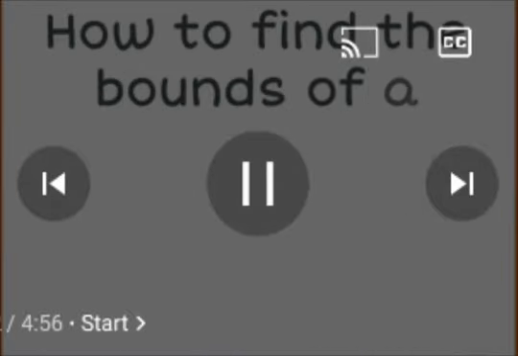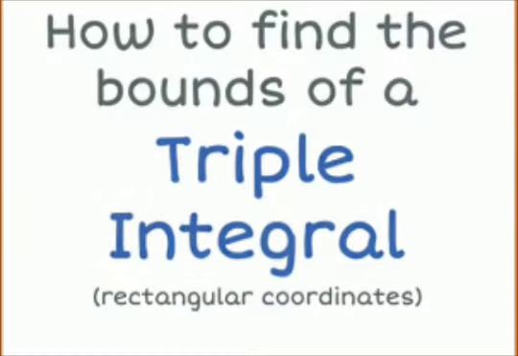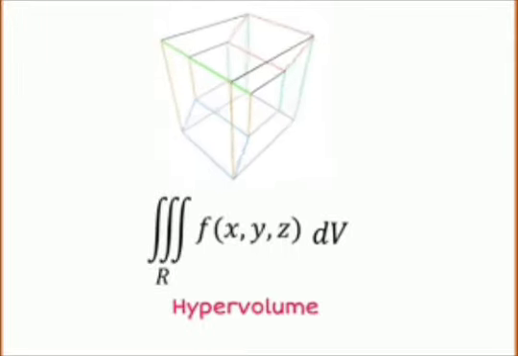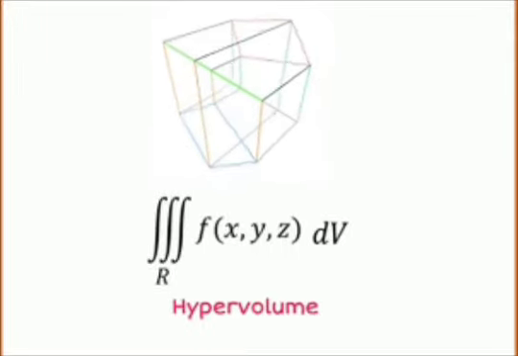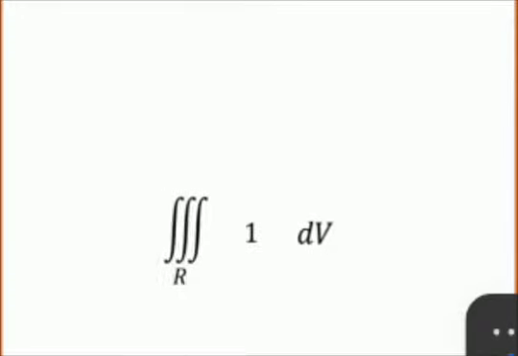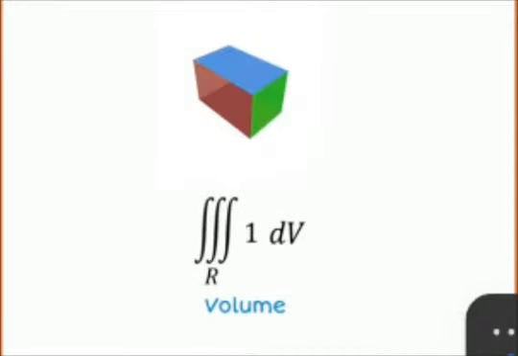How to find the bounds of a triple integral. When a triple integral is applied to a function, it gives us a hypervolume. This hypervolume comes from the space that is bounded by a given three-dimensional region and the surface of the function. If, however, we apply a triple integral to a function that is always equal to 1, then it simply gives us the volume of that three-dimensional region.